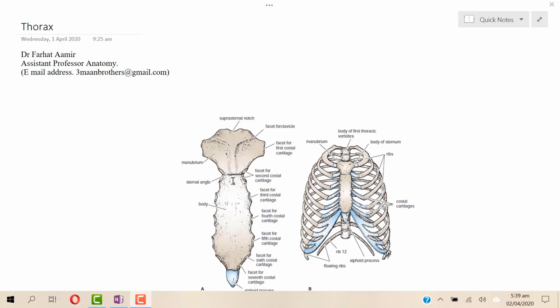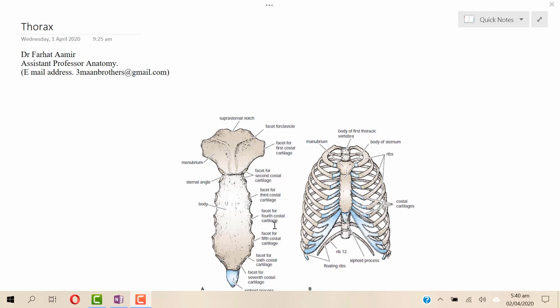And another point, this is the line which separates the superior part of the mediastinum from the inferior part of the mediastinum, because the mediastinum is the area present behind the sternum, in which the heart is present. So this is the line which demarcates, or tells us, that above it will be the superior mediastinum and below it will be the inferior mediastinum. I hope that you have understood the importance of the sternal angle.